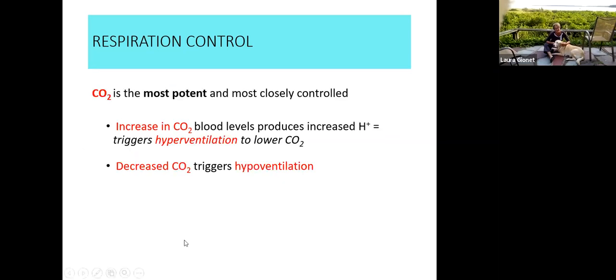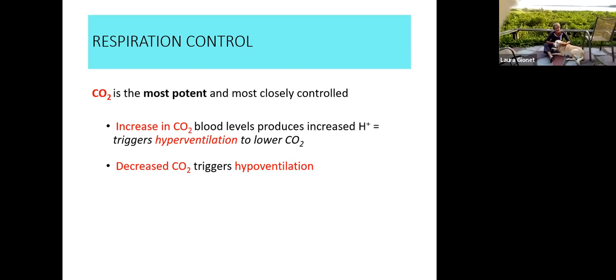So CO2 is the most potent and most tightly controlled of these. And that's because, as I described before in the carbonic acid cycle, it's a waste product. It has a big impact on the pH of blood because it forms hydrogen ions. So with an increase of carbon dioxide in blood, because it produces an increase in hydrogen ions, we are going to respond by hyperventilating.